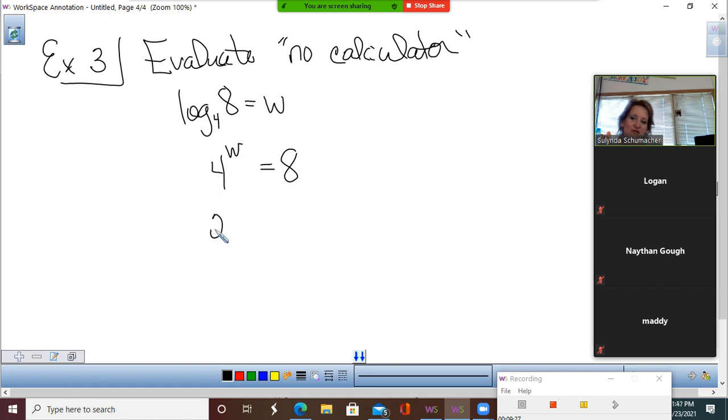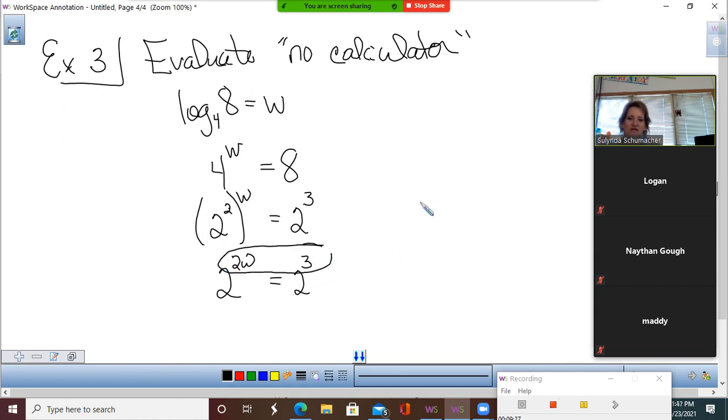4 is the same as 2 to the second power. And I'm going to put raised to my W. Okay? When you have an exponent raised to an exponent, you multiply those. So this is actually 2 to the 2W. On this side, 8 can be written as 2 to the third power. Now, we have a one-to-one function because the bases are the same. I can set my exponents equal to each other. So I have 2W equals 3. Solving for W, right? W equals 3/2.